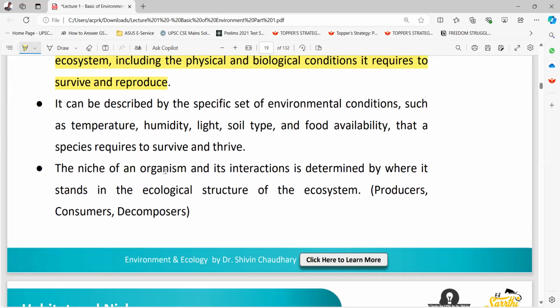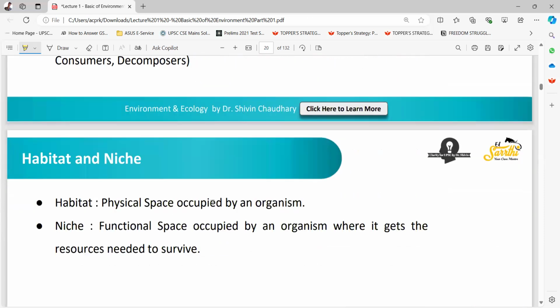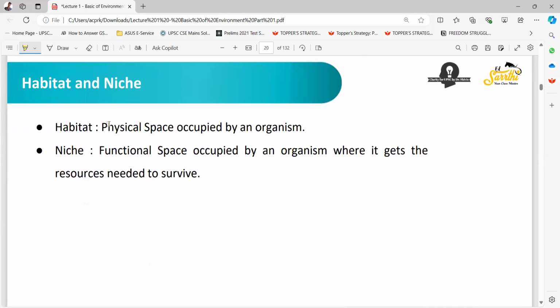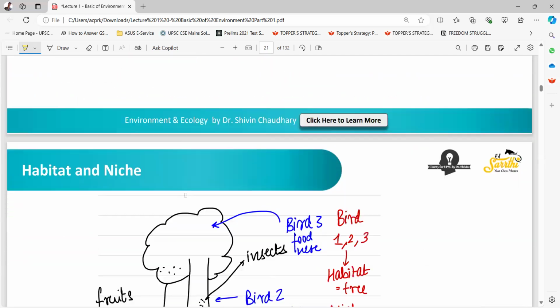The niche of an organism and its interactions is determined by where it stands in the ecological structure of the ecosystem: producers, consumers, decomposers. Habitat and niche. Habitat is the physical space occupied by an organism. Niche is the functional space occupied by an organism where it gets the resources needed to survive.